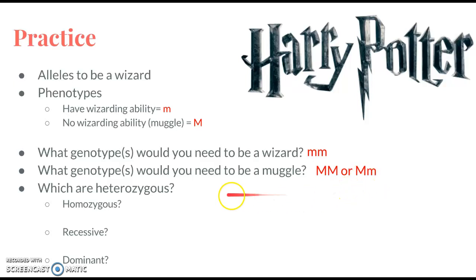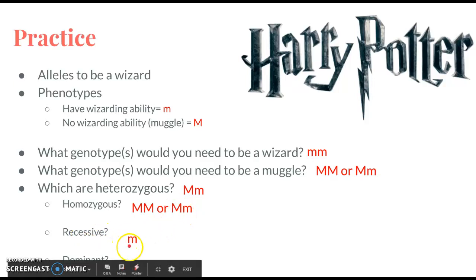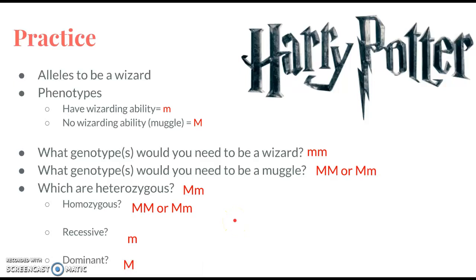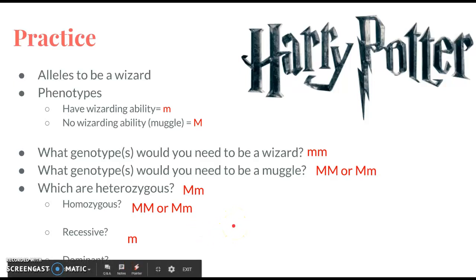Okay, so which of these are heterozygous? Meaning two different. We only have one, capital M, lowercase m. Which of them are homozygous? So they're the same. Capital M, capital M, or lowercase m, lowercase m. Sorry, that was incorrect, scratch that. Which ones are recessive? The lowercase m. And which one is dominant? Sorry, that keeps popping up. The capital M.